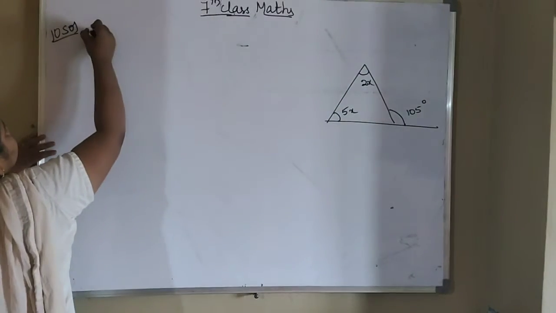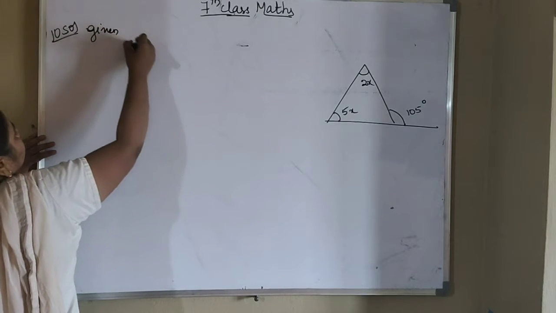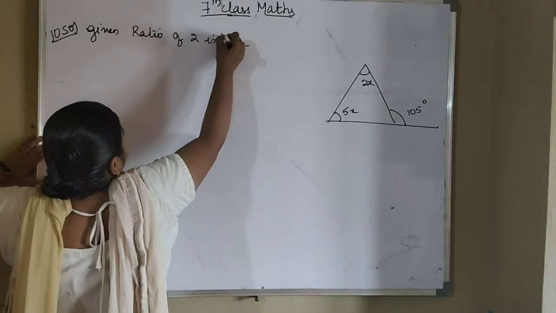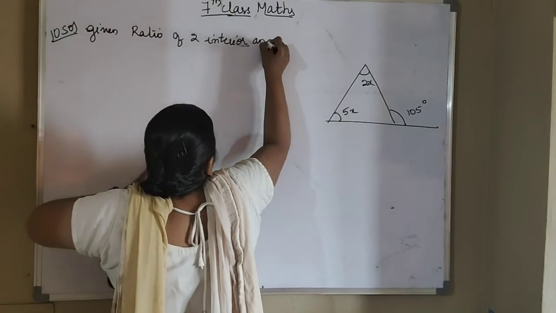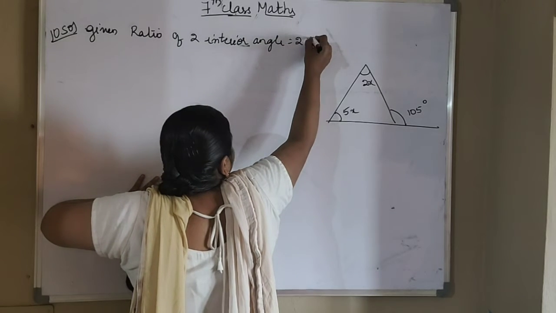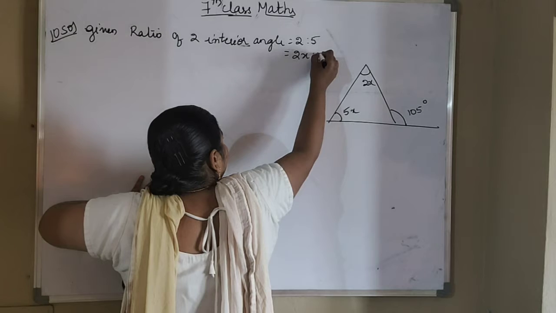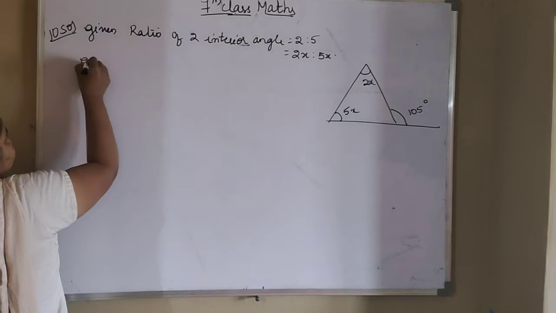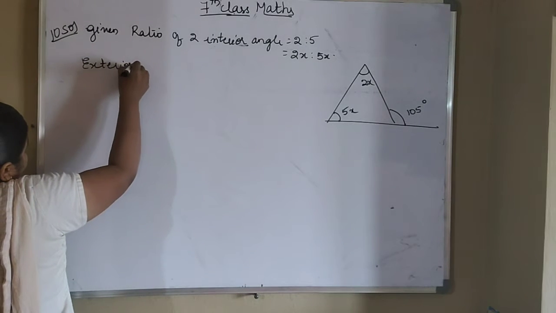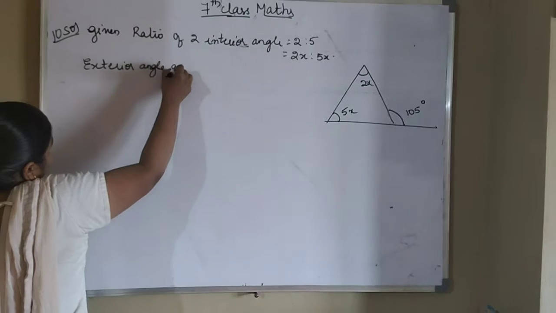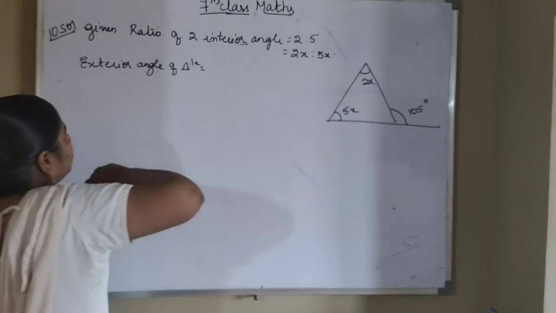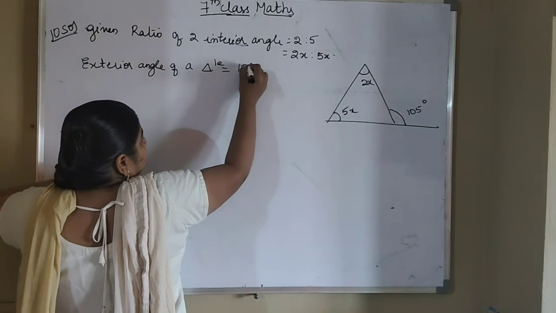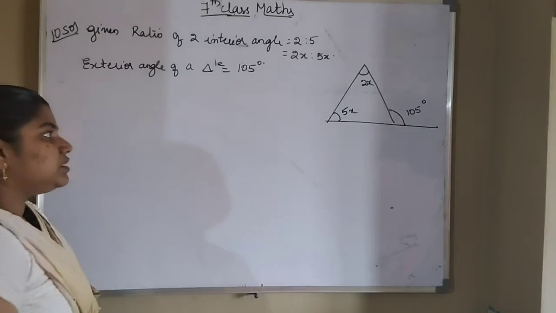So what we will write here: given, the ratio of the two interior angles. What is the ratio they have given? 2:5. So the result will be in the form of 2x and 5x. And also they have given the exterior angle of the triangle as 105 degrees. So how to find this x value?